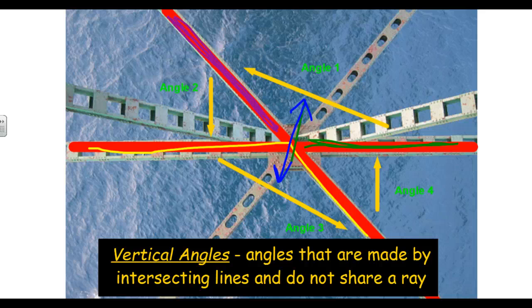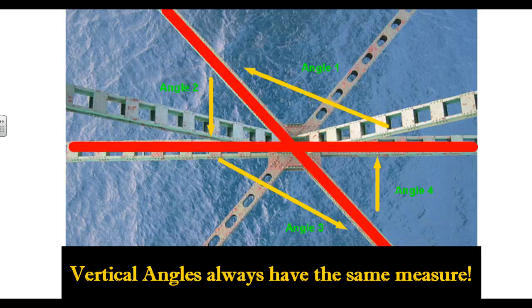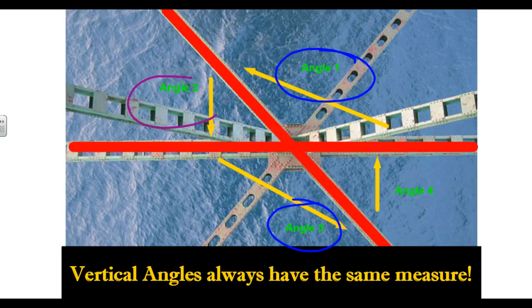I'm going to tell you this about vertical angles, and I want you to do two things. One, I want you to think about it and see if you can reason out why it has to be that vertical angles always have the same measure. That means angle 1 and angle 3 must be the same. Angle 2 and angle 4 must be the same. We'll talk about it in class, but I'm not going to tell you now.